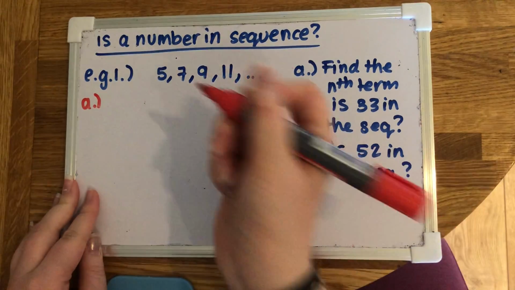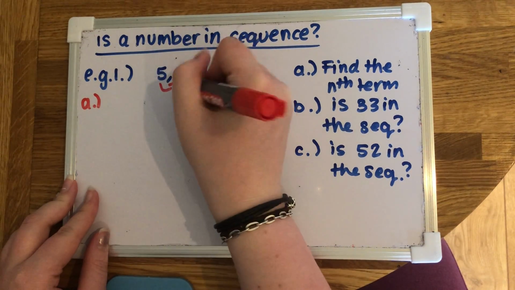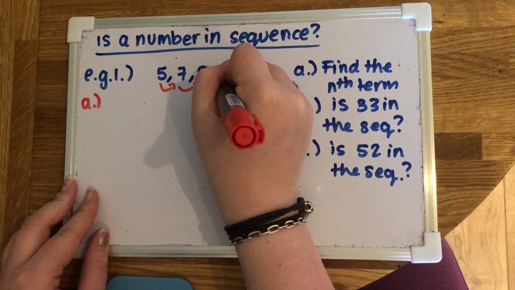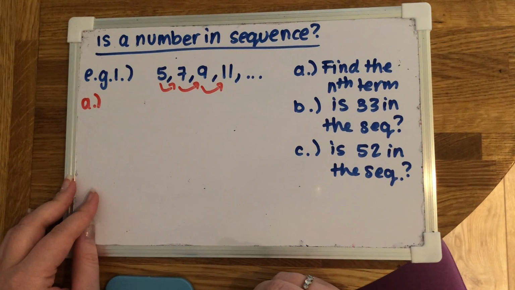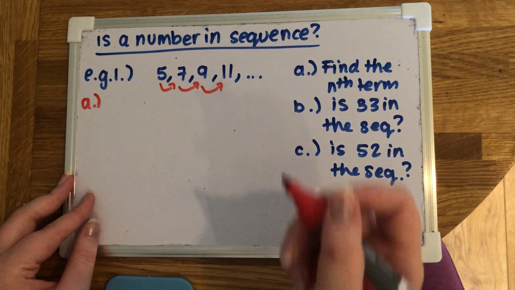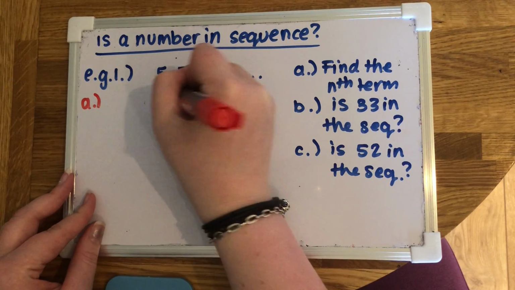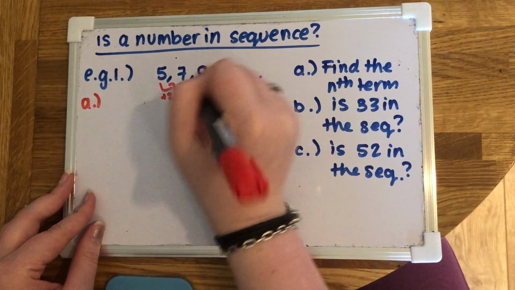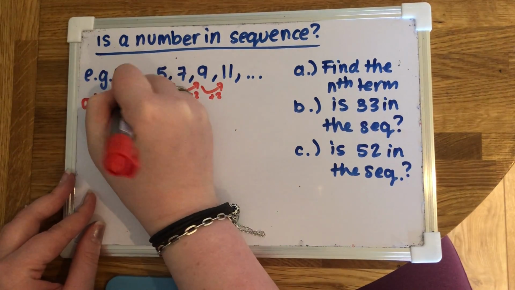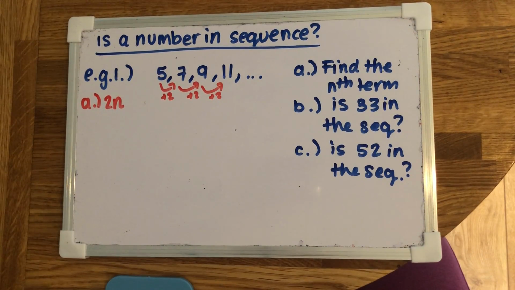Okay, so to find the nth term, we see what we need to add on to get to the next number in the sequence. To get from 5 to 7, then 7 to 9, and then 9 to 11 means we're adding 2 each time. So that's the number we put in front of the n, it'll be 2n.